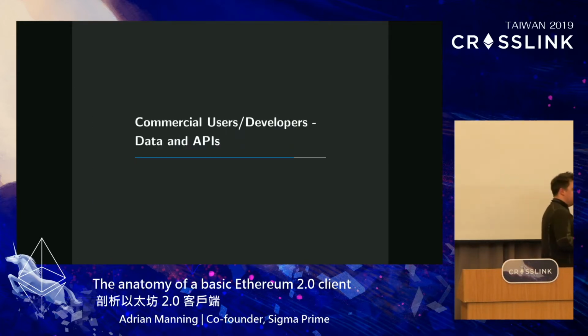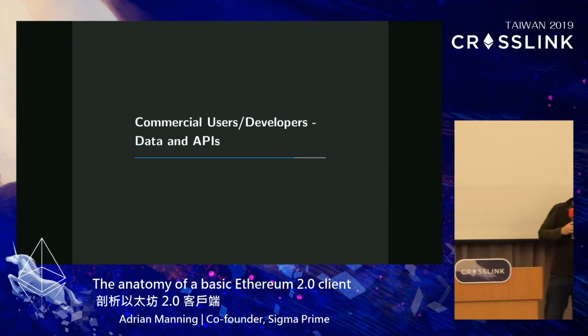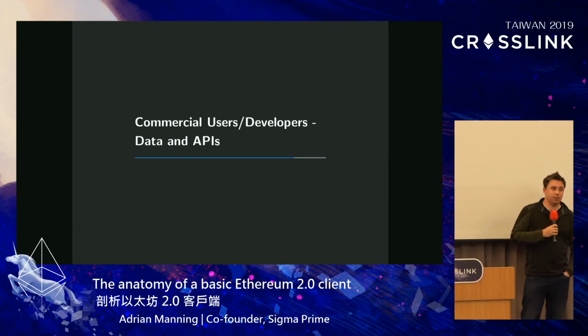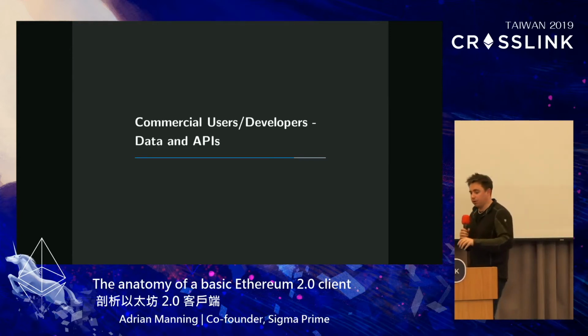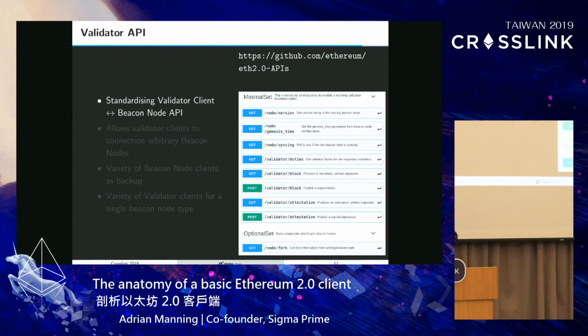So for the last part of this talk, I just really briefly want to go over commercial users and developers. This is specifically the data model and the APIs that we're planning on using for Ethereum 2. If you're a big data scraper or an exchange and you want to interact with Ethereum 2, you're going to need to interact with one of these clients, typically through one of these APIs.